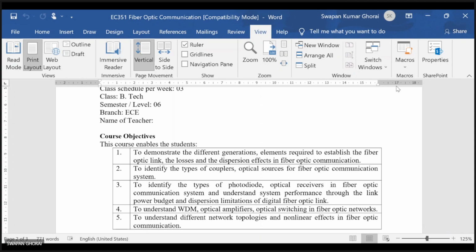So that is the second objective, and the third objective is to identify the types of photodiode. The signal that is propagating in this system is the optical signal. So on the receiver side, you have to convert it from optical to electrical, so you need some sort of photodetectors. These are actually photodiodes.